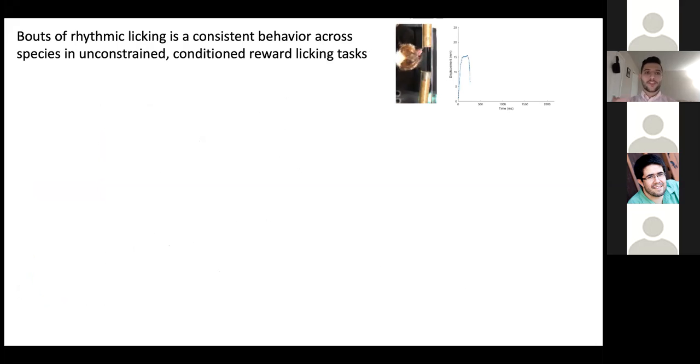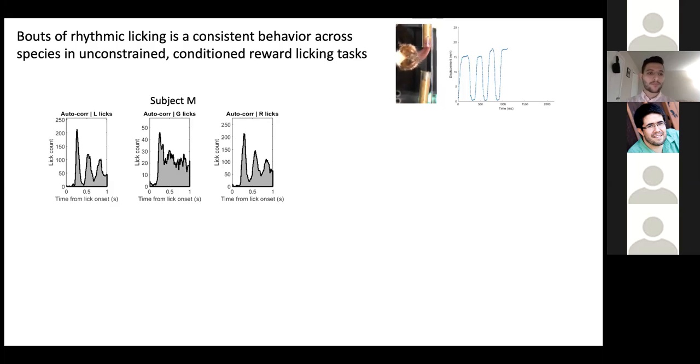So this sort of rhythmic licking in these unconstrained, conditioned reward licking tasks is surprisingly consistent across species as well. What I have plotted for you here is subject M's autocorrelogram of licks, starting at 0, looking 1 second in the future. The left plot is leftward licks. The middle plot is grooming licks. And the rightward plot is rightward licks. And as you can see, this is very rhythmic.